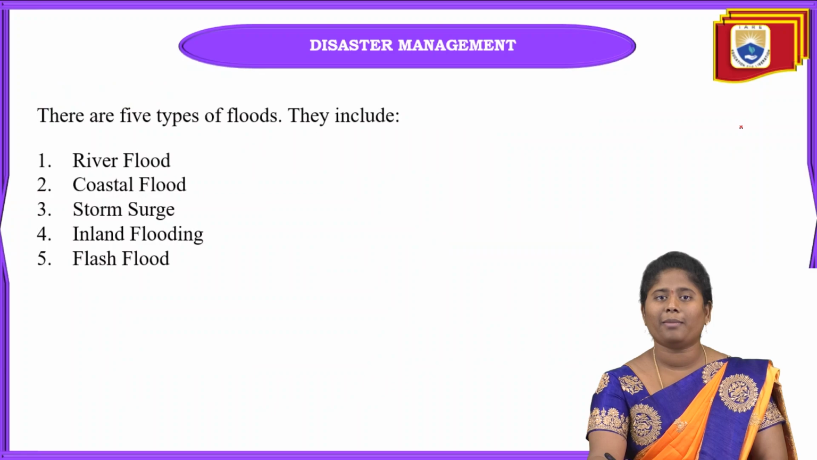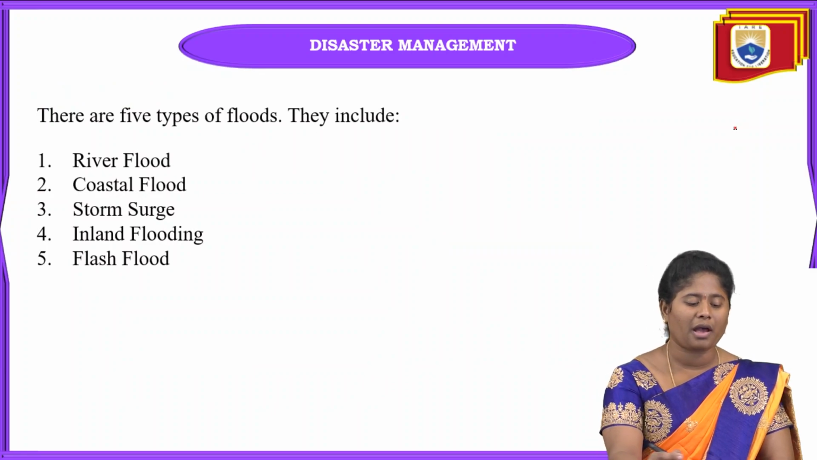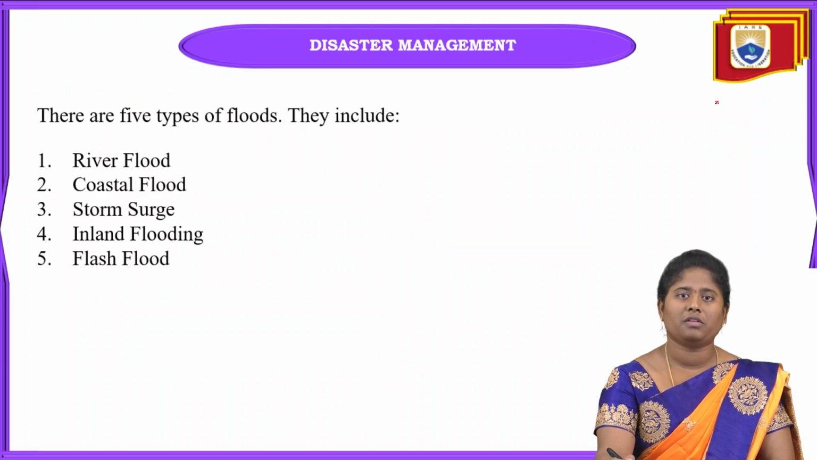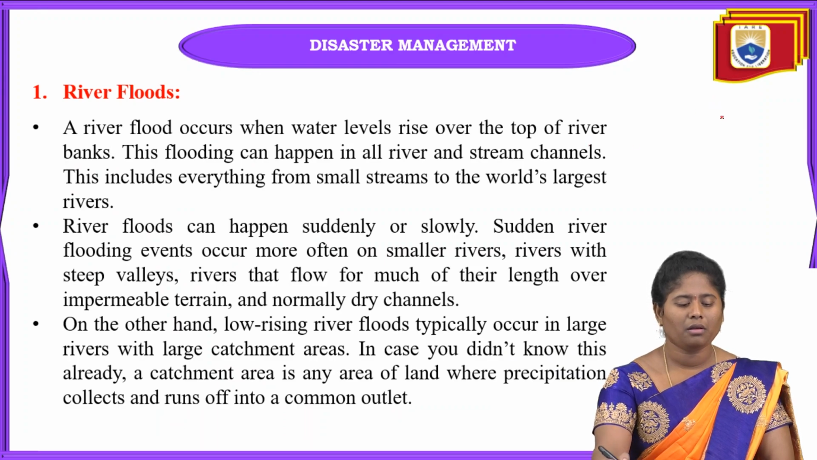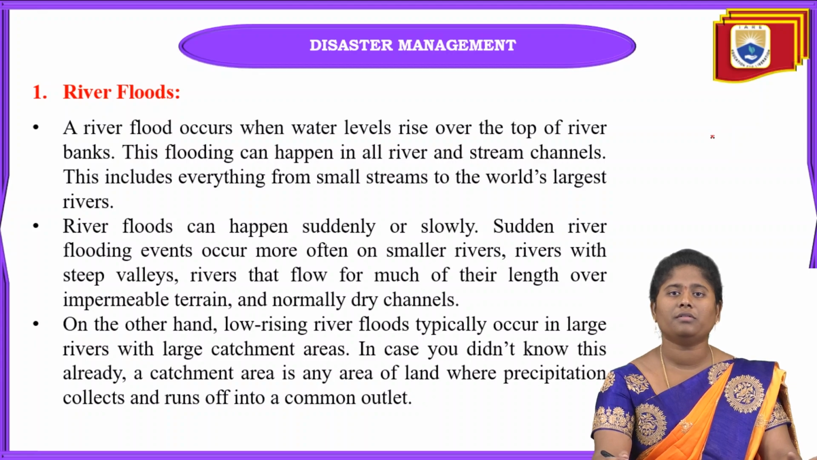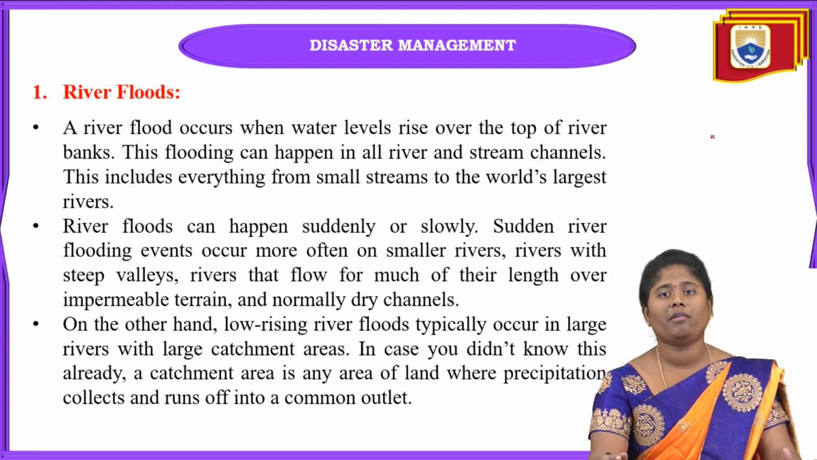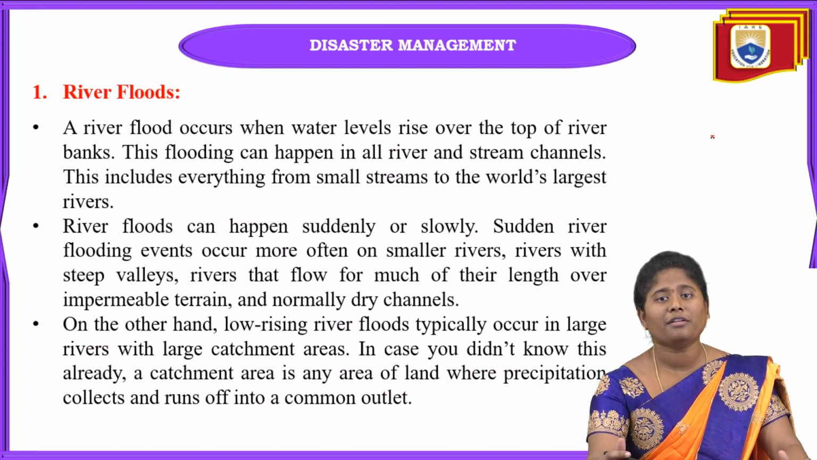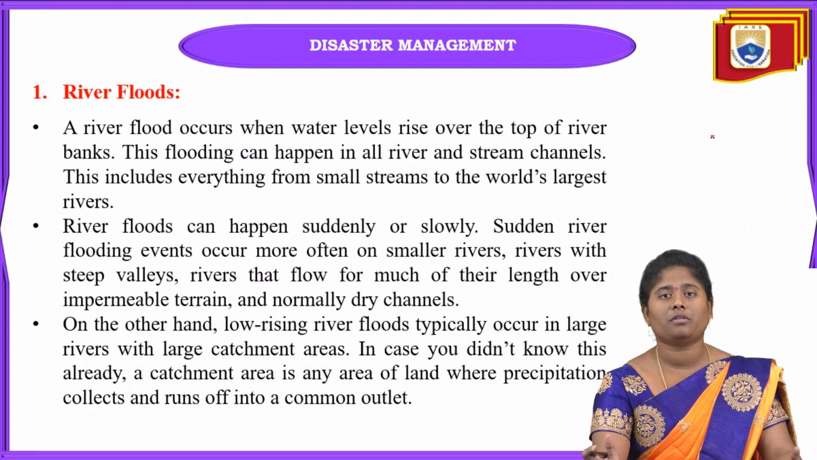Mainly, what are the different types of floods? We have 5 types. Coming to the first one, that is river flooding. What is meant by river flood? It occurs when the water level rises over the top of the river banks. Then this river flooding can happen nearby to the rivers or nearby to the stream channels.